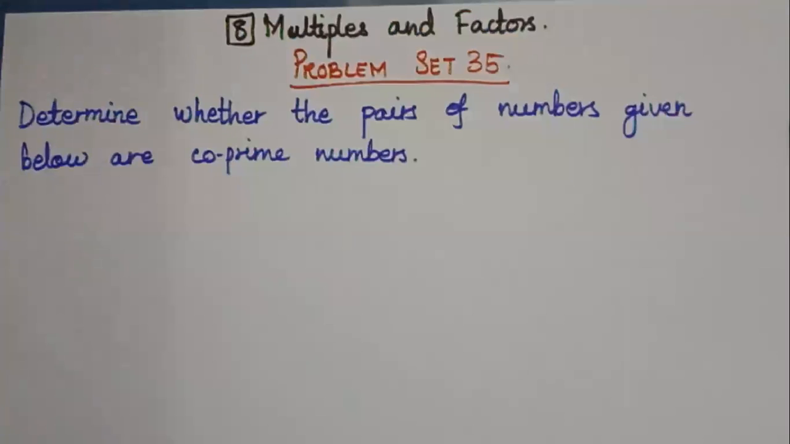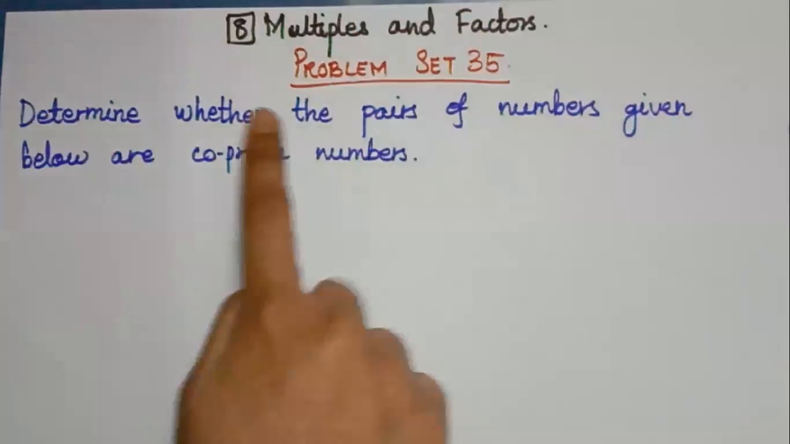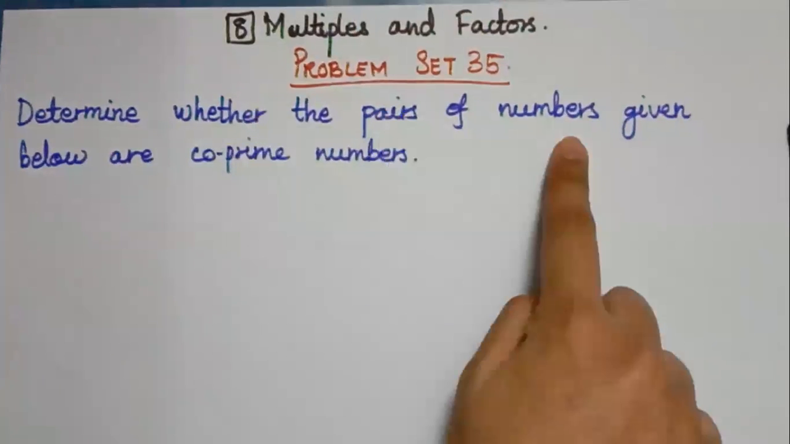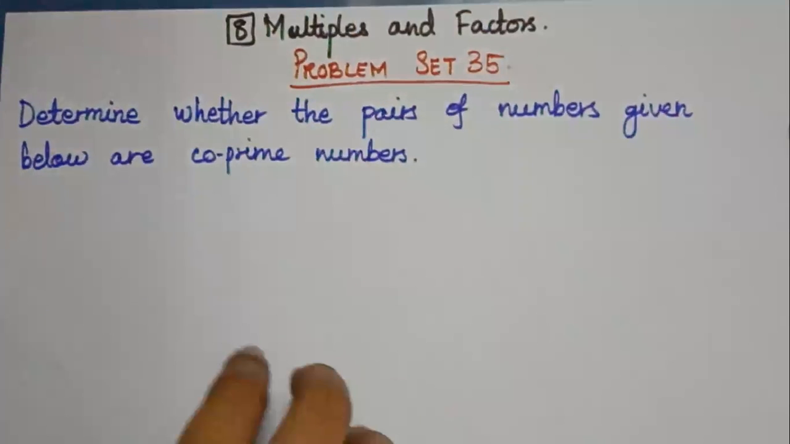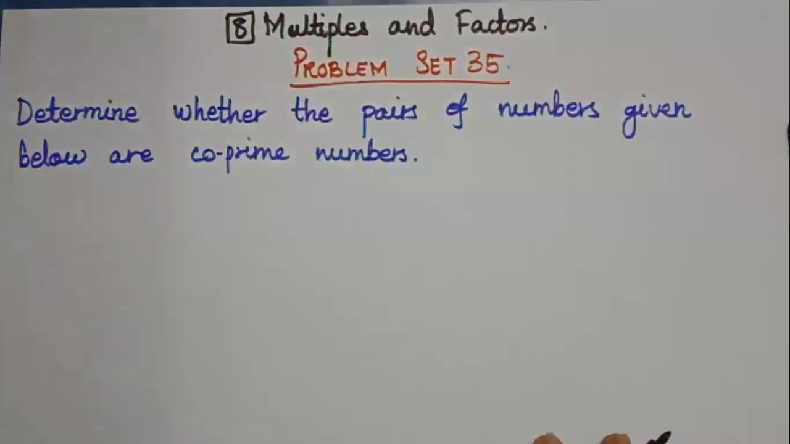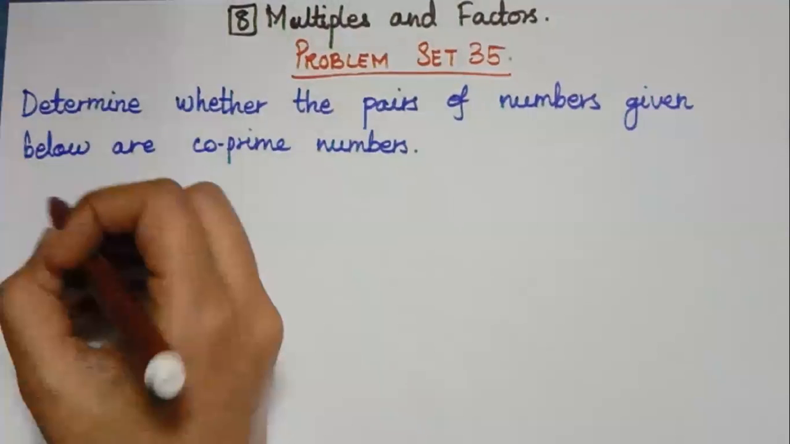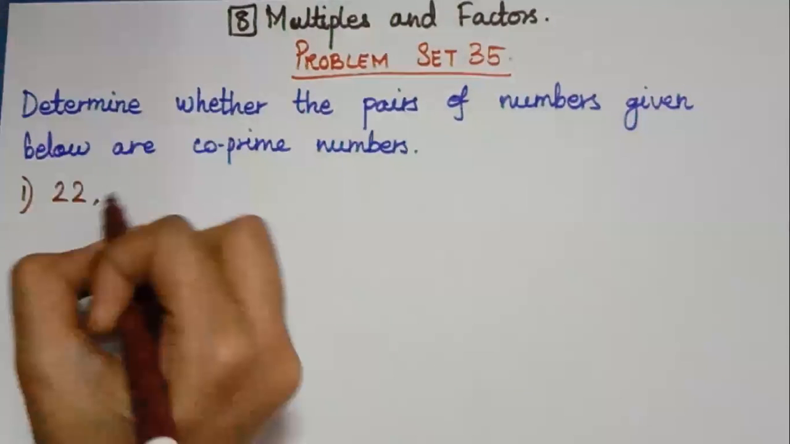We will now start with problem set 35. As you can see here, girls, the question says, determine whether the pairs of numbers given below are co-prime numbers. So here what you have to do is find out from the question which of the pairs of numbers are co-prime numbers. Okay, so the first sum is the numbers 22 and 24.